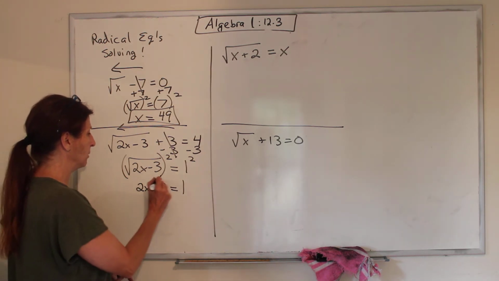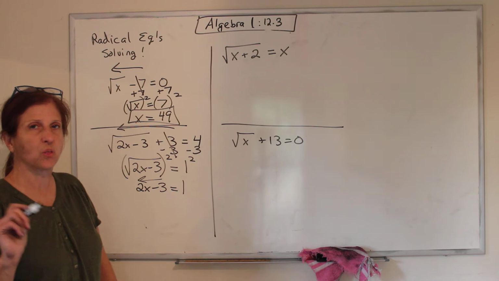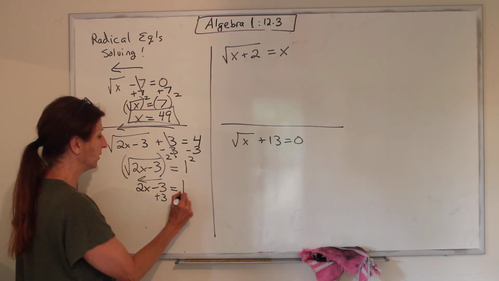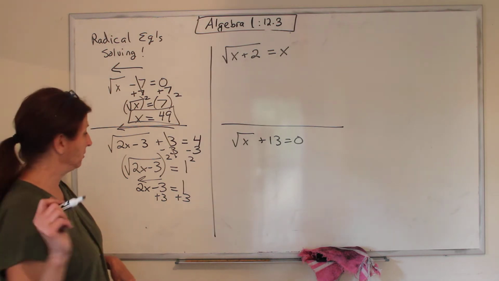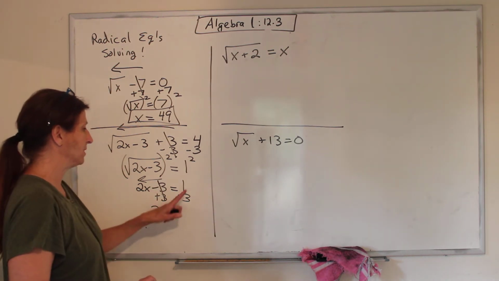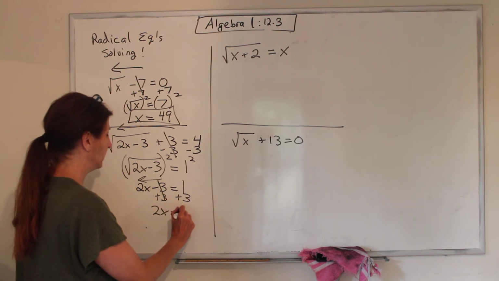What's the opposite of, once again, working from what's further away to what's closer. The opposite of -3 is +3. What we do to one side, we do to the other. These cancel out. We bring down what we didn't mess with. 1 plus 3 is 4.